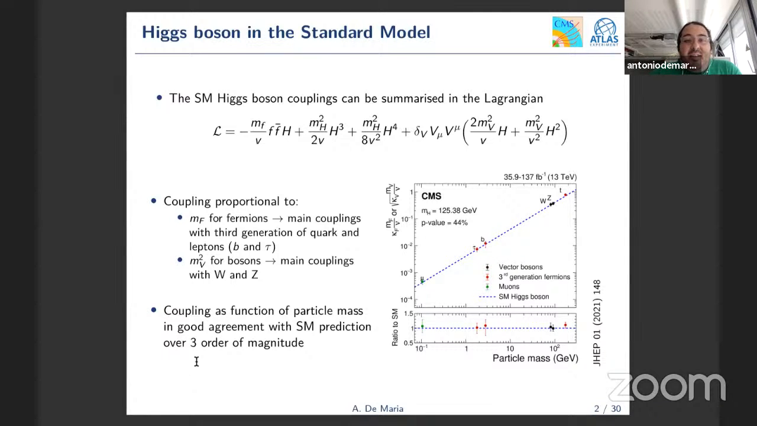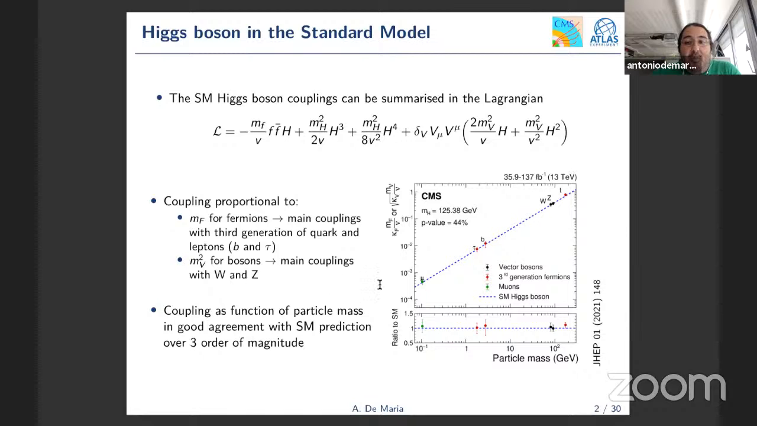We can summarize the Higgs boson coupling to the other particles through this Lagrangian, which is depicted here on the slides. What we may expect is a coupling proportional to the mass of the fermion in the case of fermion coupling, while in the coupling with bosons, we have a coupling strength which is proportional to the square of the mass of the vector boson.